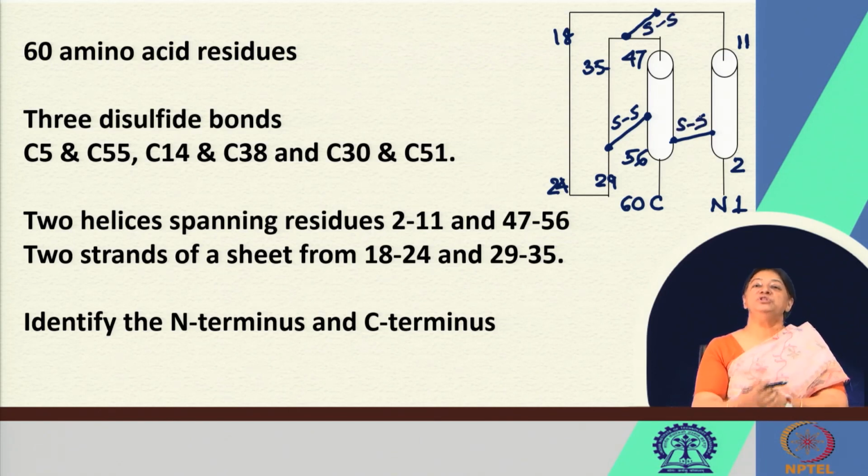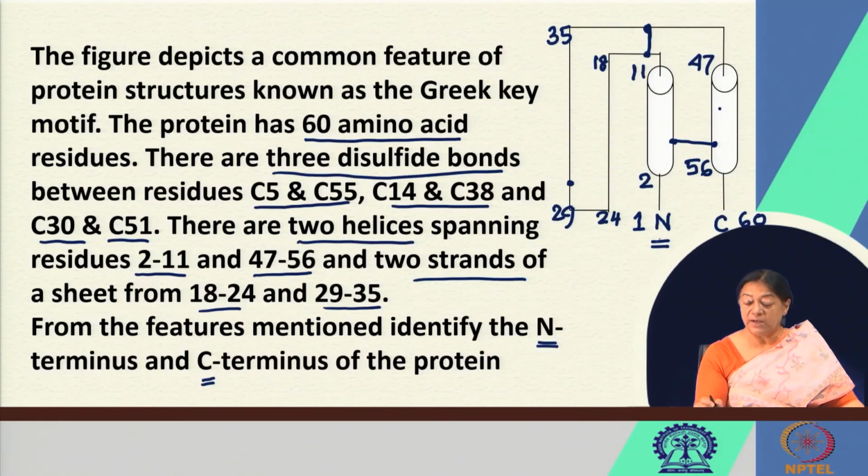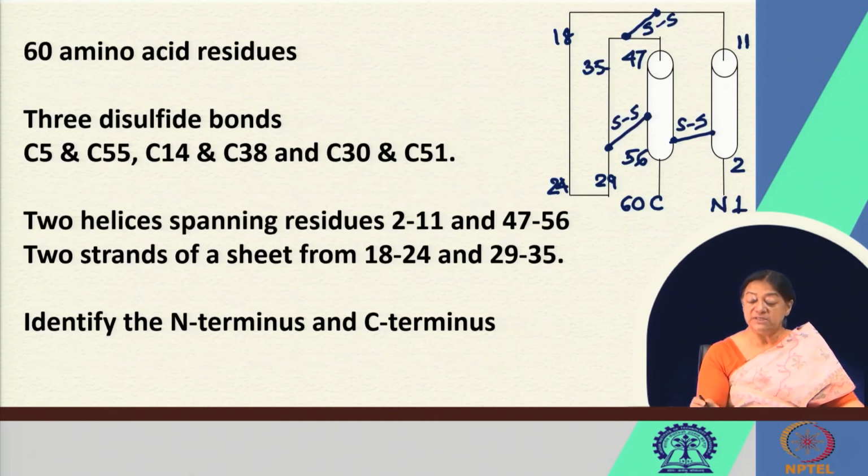So, the 2 options that we looked at: the previous option, where we considered this to be the N terminus and that to be the C terminus, did not work out because we could not account for one of the disulfide linkages. However, when we considered this to be the N terminus and this to be the C terminus, we were permitted to explain all the properties that we had.